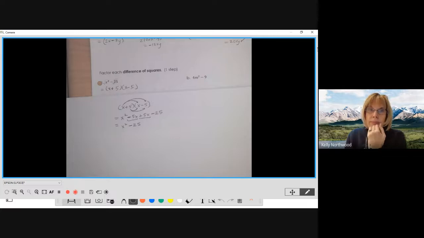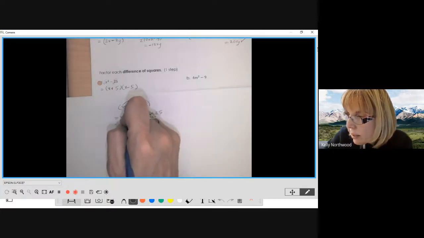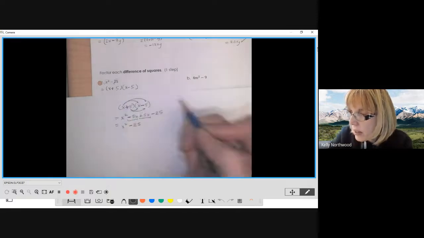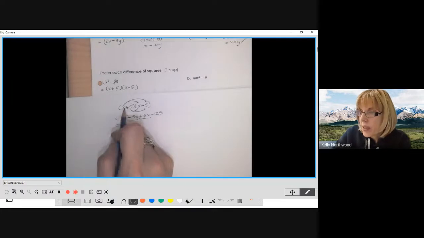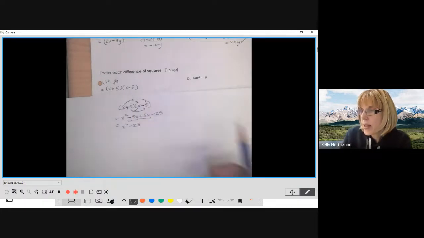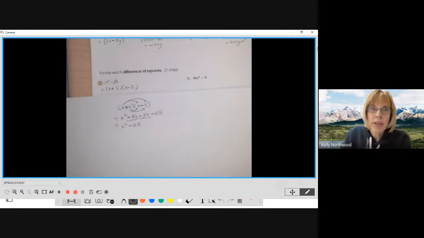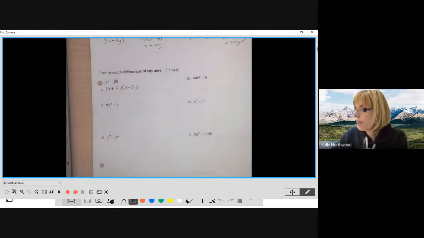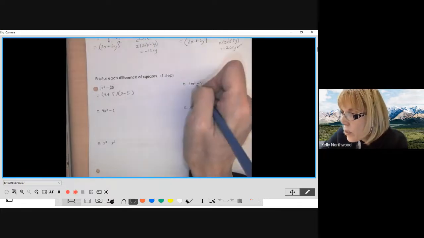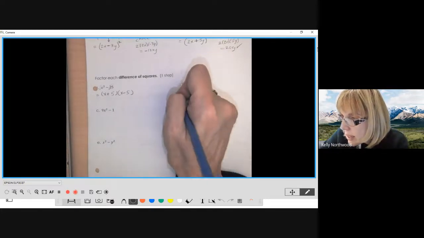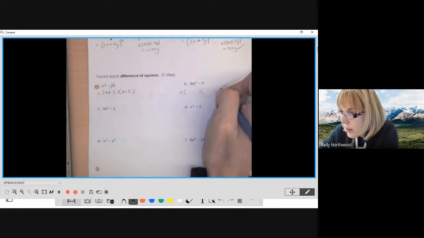Okay? So that's how come you need a positive in one of the brackets and a negative in the other when you factor a difference of squares. And then everything else is the same. They start with the same, they end with the same. The signs in the middle are opposite so that the middle terms cancel out and you're just left with a difference of squares. So again, two perfect squares separated by a minus sign is a difference of squares.